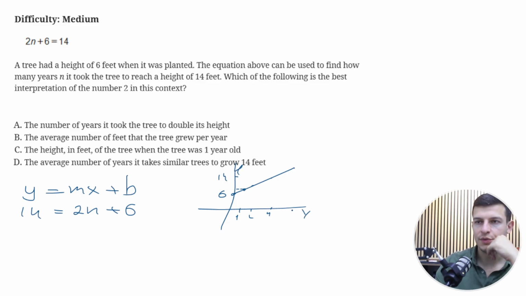What does 2 represent? The number of years it took the tree to double its height? Not really. Just because there's a 2 doesn't mean it's doubling. The average number of feet that the tree grows per year. So that makes more sense because 2 is a slope. Slope is rate of change, right? So yes, the answer is going to be B. B. Let's move on.